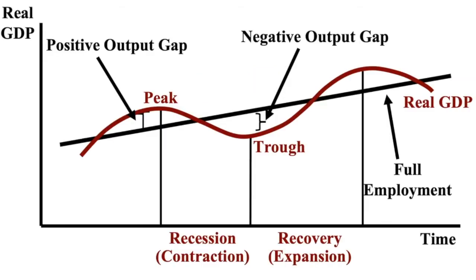And so our business cycle is just this right here. This is what you need to know. On our y-axis, we have our real GDP. On our x-axis, we have time. Then we have this black line right here that cuts through our red line. That is our full employment. And this red curvy line represents our real GDP.